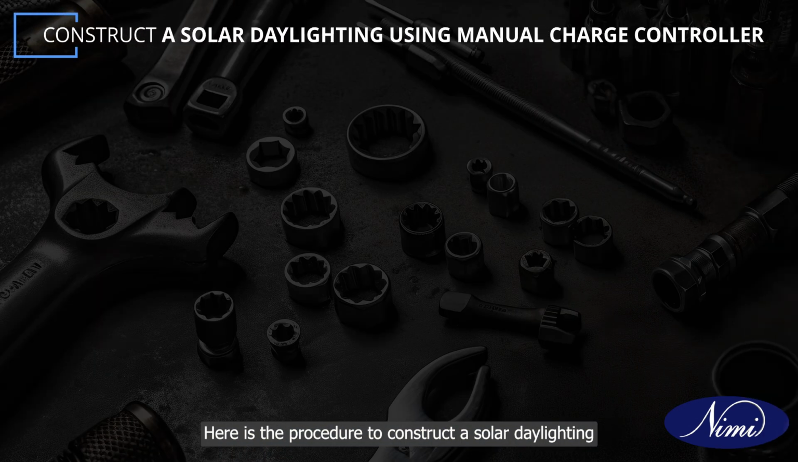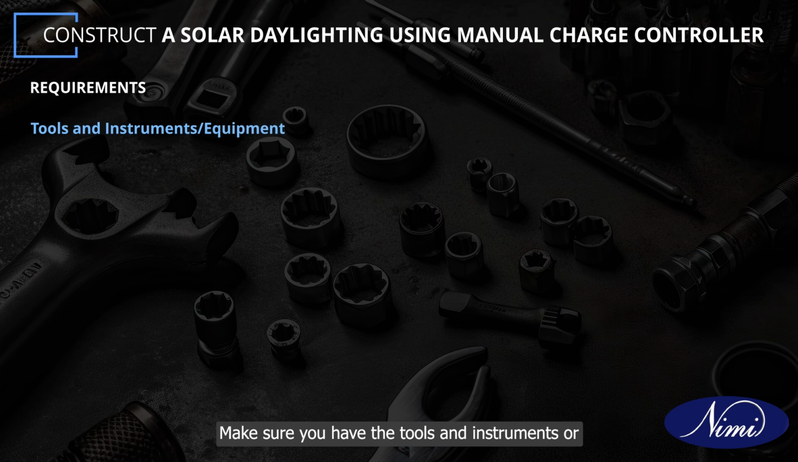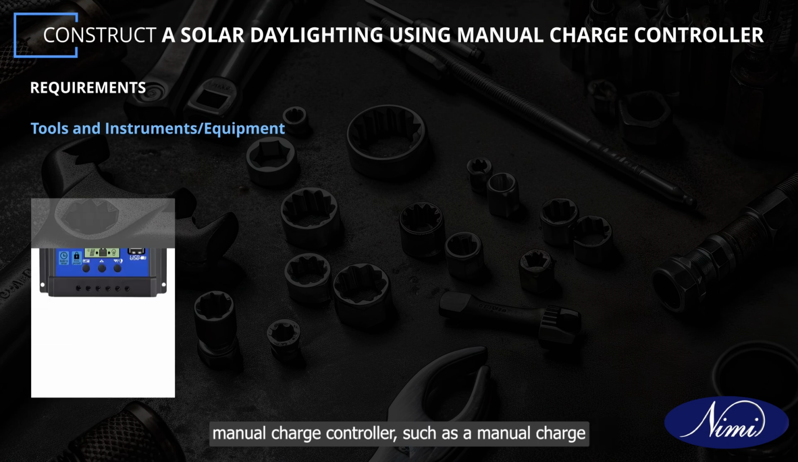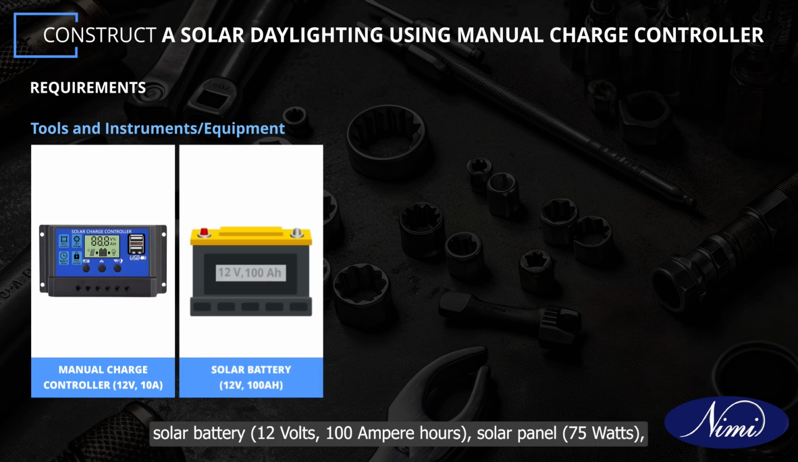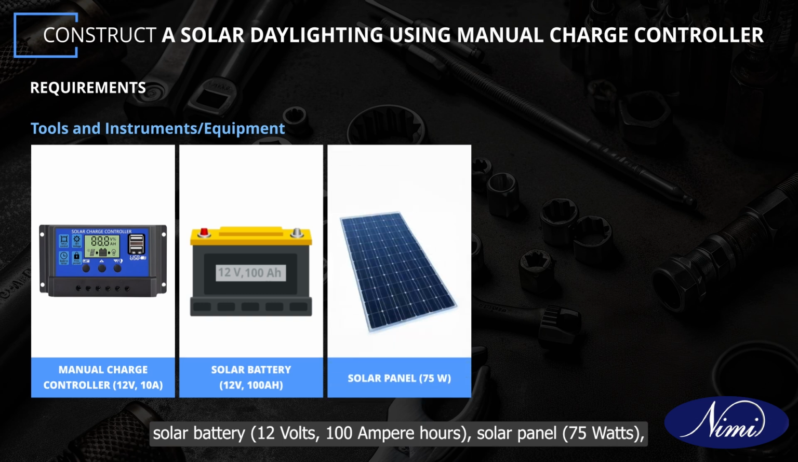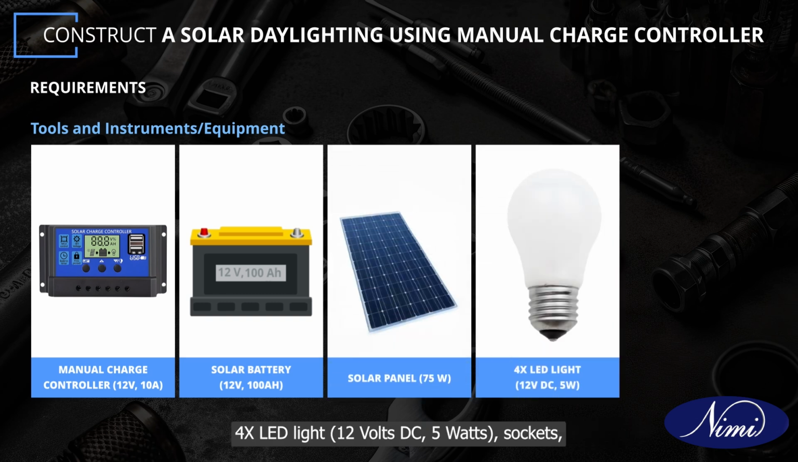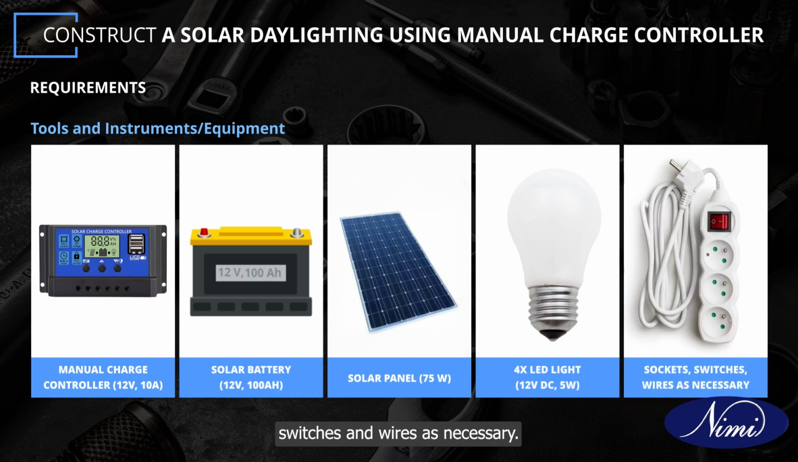Here is the procedure to construct a solar day lighting using manual charge controller. Make sure you have the tools and instruments or equipment required to construct a solar day lighting using manual charge controller such as a manual charge controller 12 volts 10 ampere, solar battery 12 volts 100 ampere hours, solar panel 75 watts, 4x LED light 12 volts DC 5 watts, sockets, switches and wires as necessary.